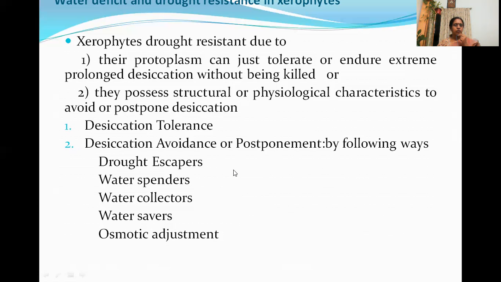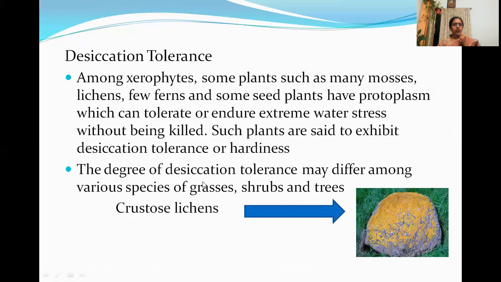It may be by the following ways. One by one, let us discuss. Desiccation tolerance will be of the following types. Among xerophytes, some plants such as mosses, lichens, few ferns, and some seed plants have protoplasm which can tolerate or endure extreme water stress. Even if the water content is very low, they will not get killed. Such plants are said to exhibit desiccation tolerance or hardiness.